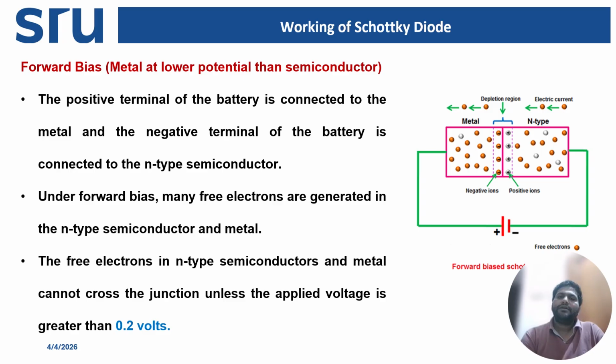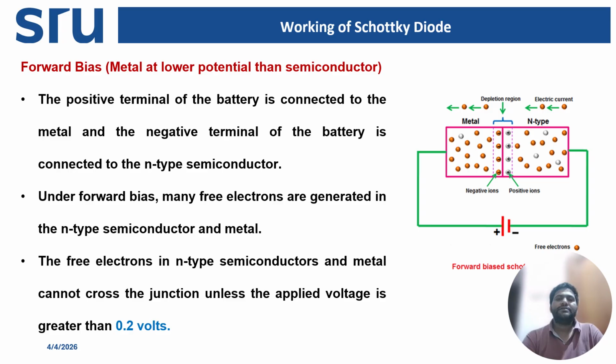Instead, a metal is directly connected to the n-type semiconductor. Because of this structure, it works only with majority carriers, which are electrons. So in forward bias, the metal side is connected to the positive terminal of the battery and the n-type semiconductor side is connected to the negative terminal of the battery. When this connection is made, the external voltage reduces the built-in potential barrier at the metal and semiconductor junction.